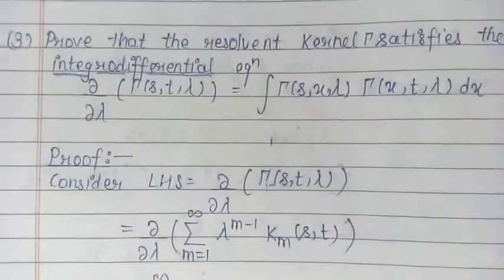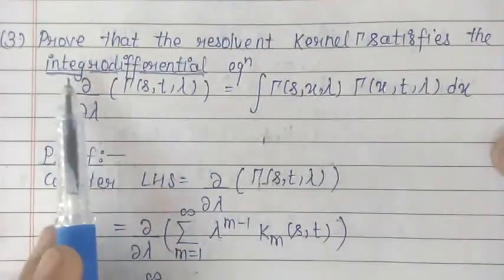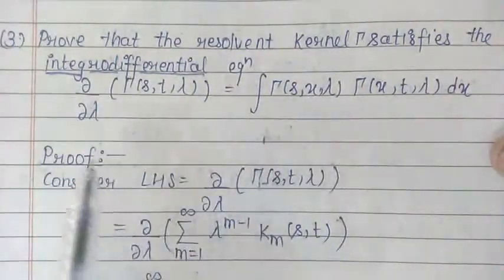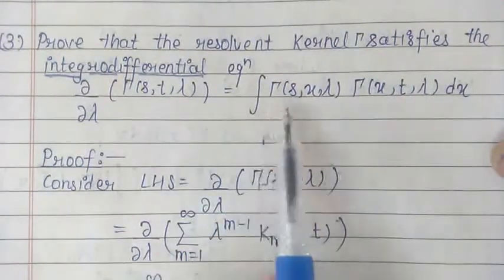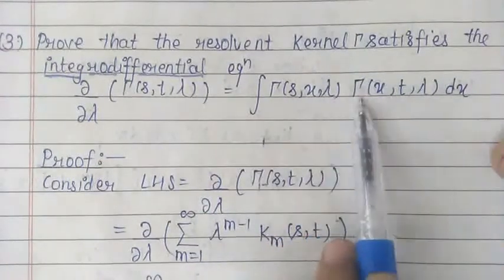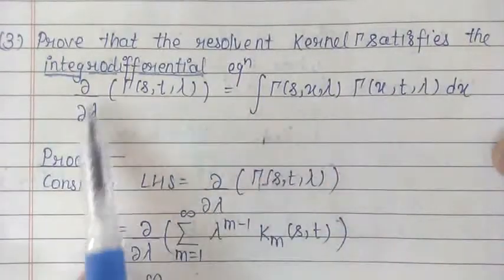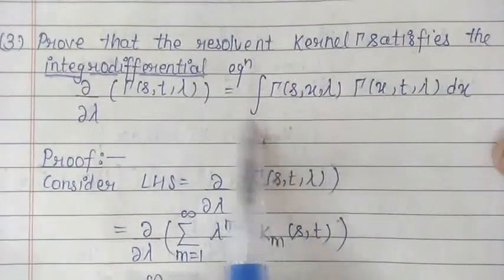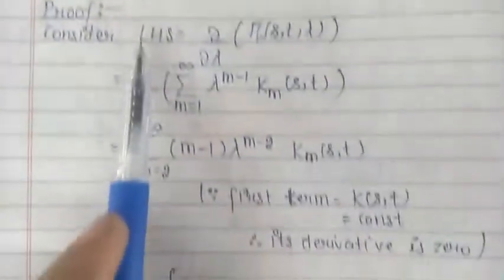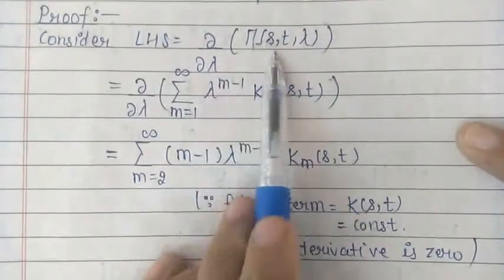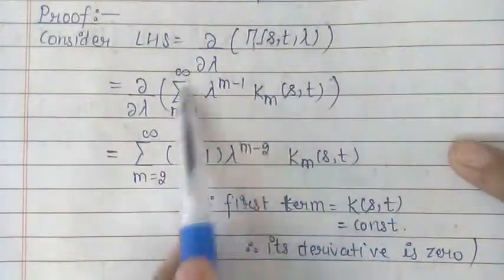The last property of the resolvent kernel is that the resolvent kernel satisfies the integro-differential equation given by ∂Γ/∂λ equal to the integral of Γ(s,x;λ) into Γ(x,t;λ) dx. Because this equation contains derivatives as well as integration, it is called an integro-differential equation. So we have to prove this. Let us start from the left hand side and take the derivative of Γ with respect to λ partially. By definition, Γ is given by this series.